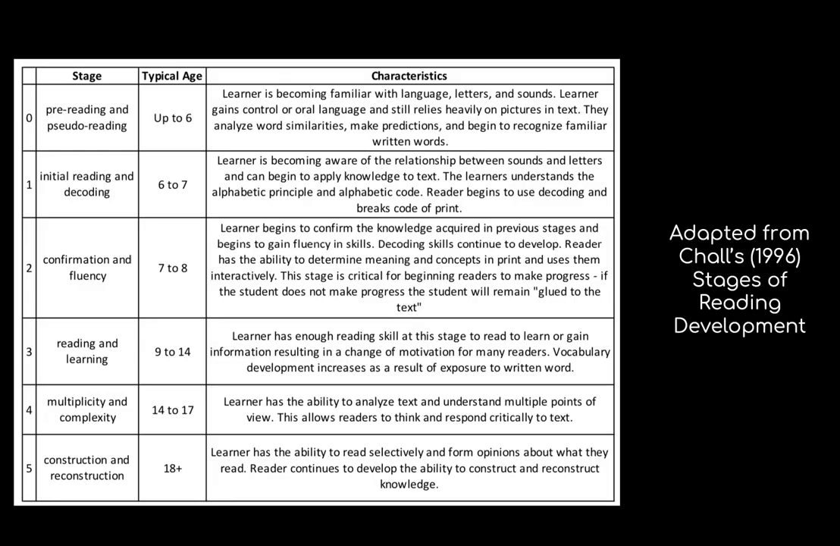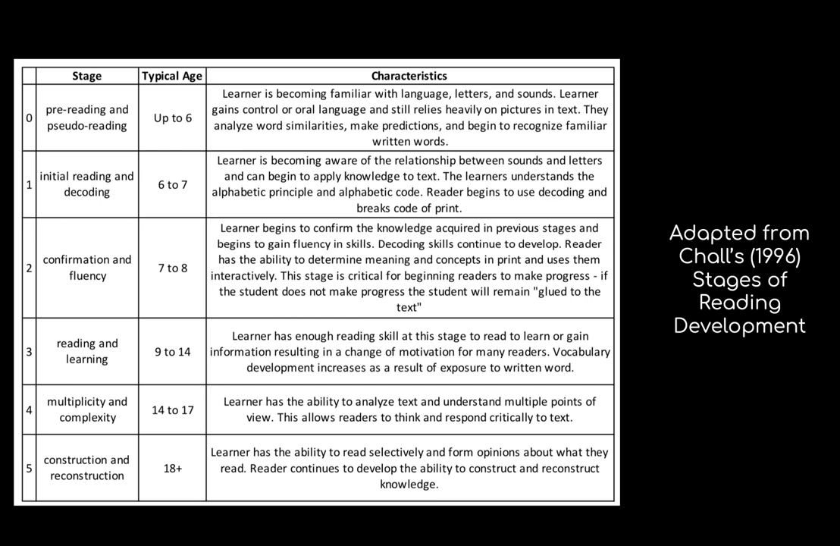Another framework was created by Shaw in 1996, who developed 6 specific stages of reading development. Stage 0, the pre-reading or pseudo-reading stage, is when the learner is becoming familiar with language, letters, and sounds. The learner gains control of oral language and still relies heavily on pictures and text. They analyze word similarities, make predictions, and begin to recognize familiar written words.